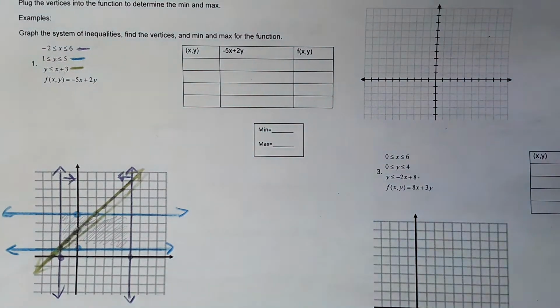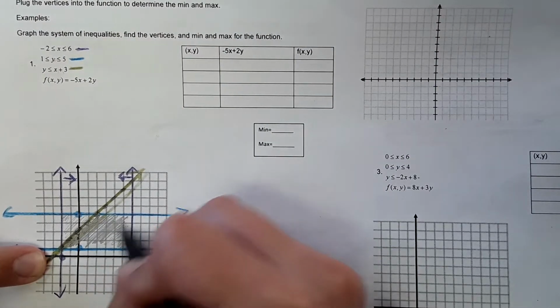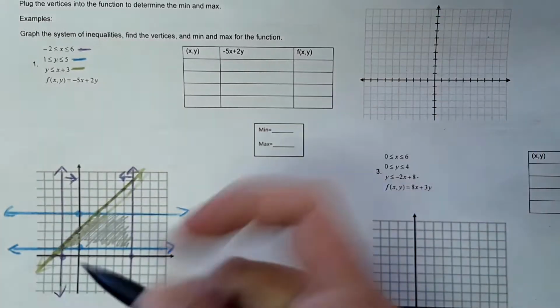There's my green line. And then it says y is less than or equal to that line, so anything below that line is going to get colored in. And then this corner over here just gets erased. That's no longer part of the solutions.